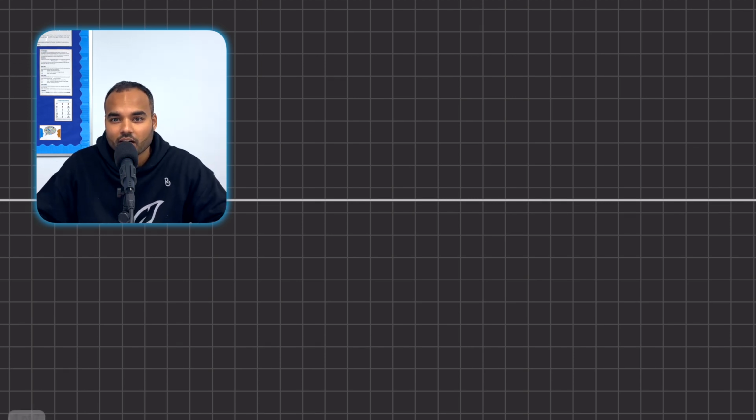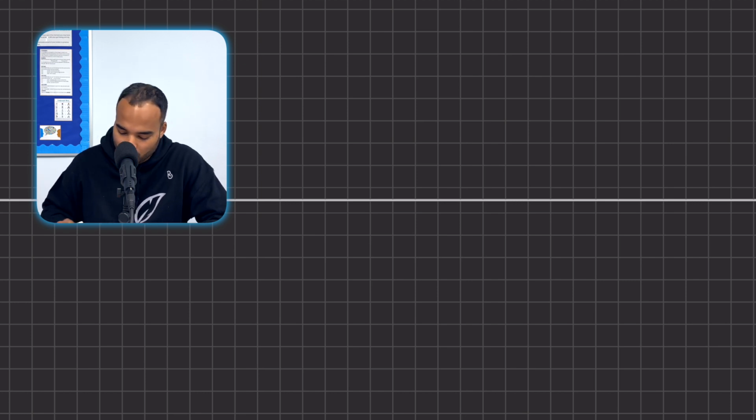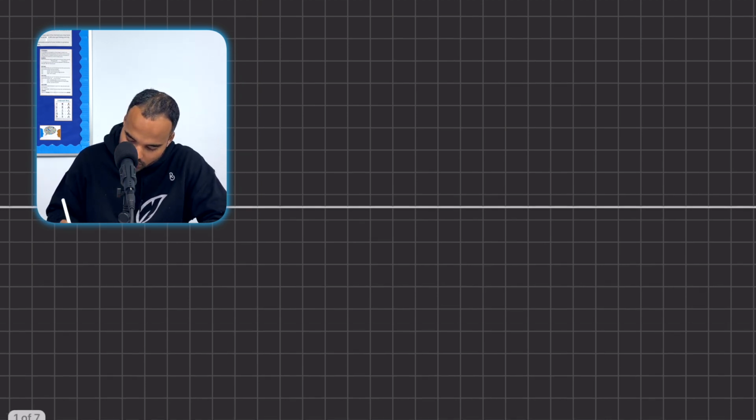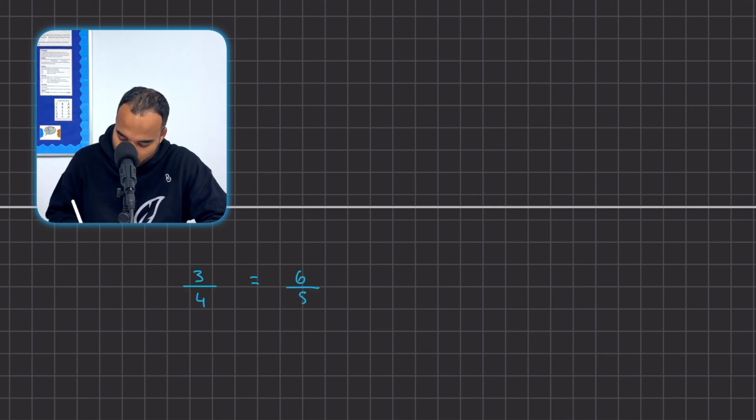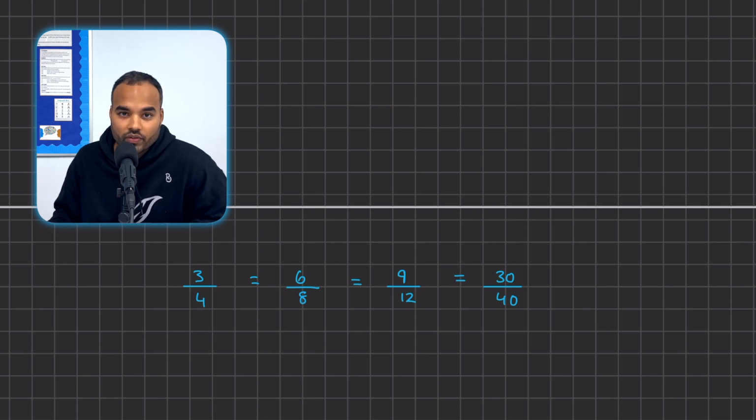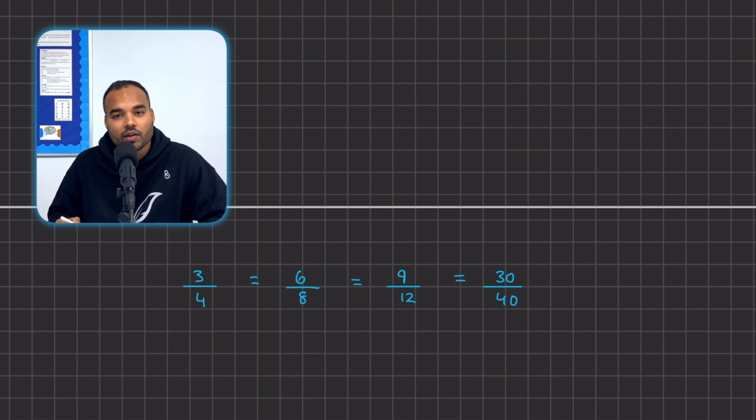Just a really quick recap. What are equivalent fractions? They are fractions that describe the same amount, but they have different numerators and different denominators. So as an example, the fraction 3/4 is the same as 6/8, which is also the same as 9/12, and it's also the same as 30/40. All of these fractions are equivalent. They all describe the same amount. They all have the same decimal value, but as you can see, they all have different numerators and different denominators.